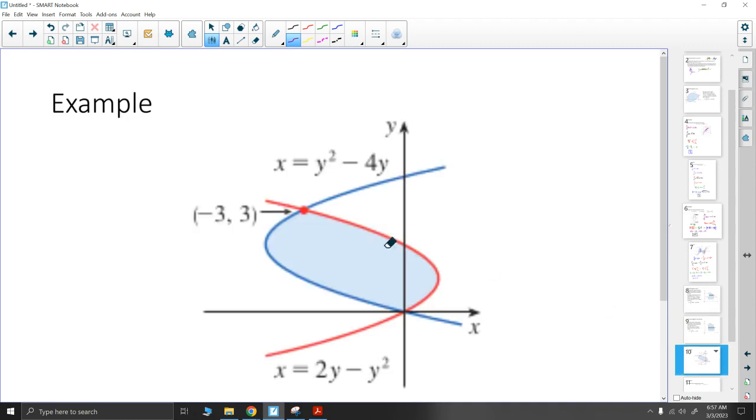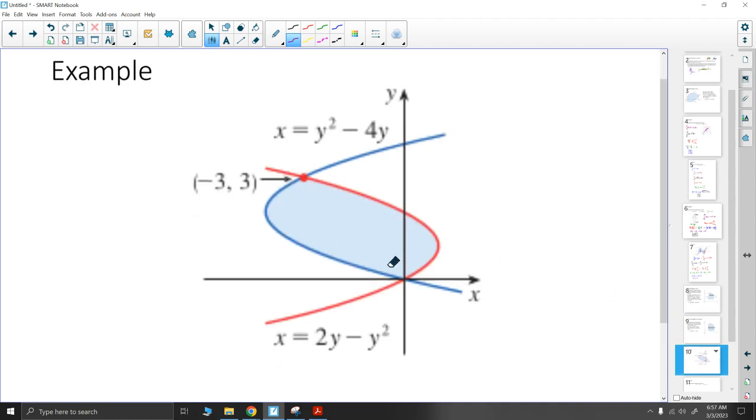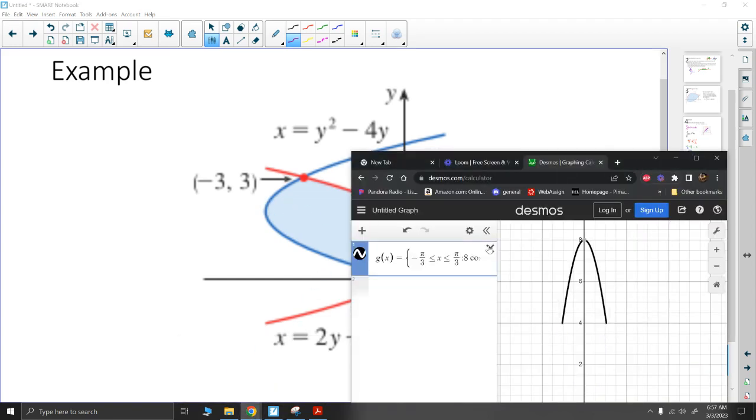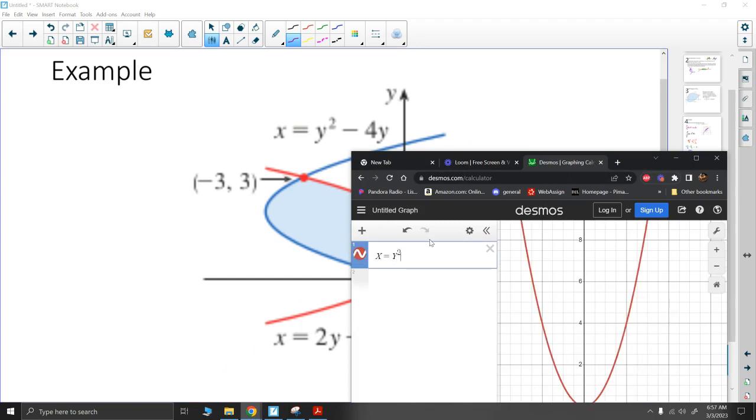So let's see this in action. In this case, we have these two equations. Neither of them are functions, but which one is above and which one's below? Well, that's a problem of why we're not going to use x to deal with this, is because to find this thing here, we'd have to take from x to x, and so we'd have to find where these things are. Not necessarily a challenge on Desmos. So here we have x equals y squared minus 4y.